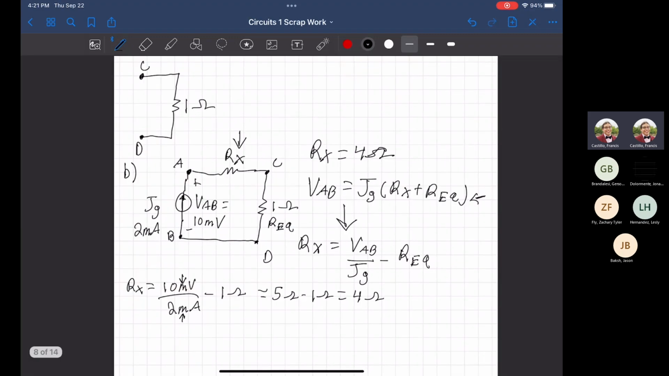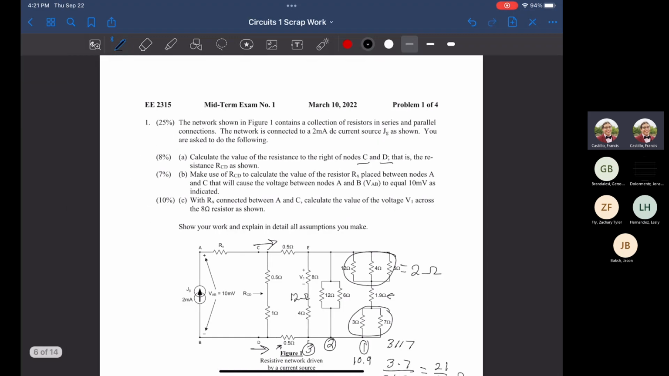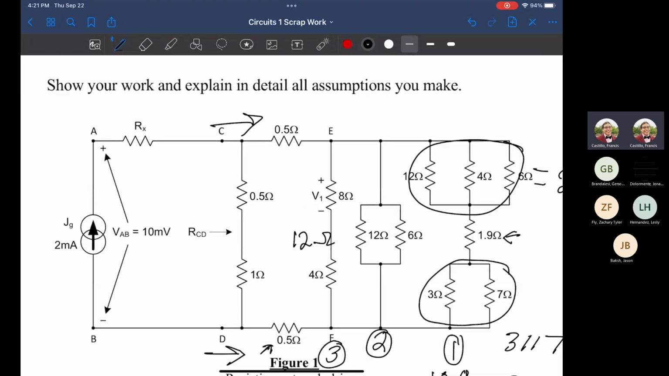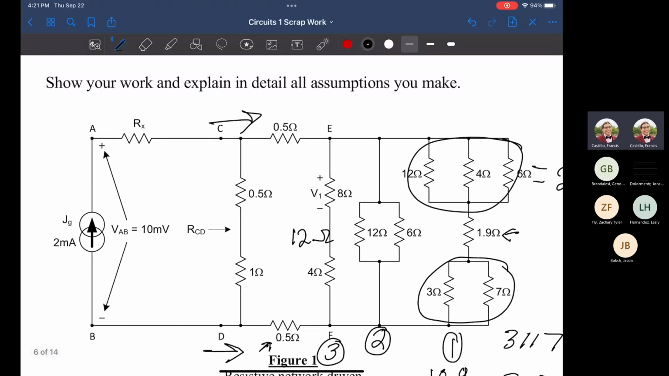And then the last question, last one for this question right here, which is: with Rx connected between A and C, calculate the voltage V1 across the 8 ohm resistor. So now we gotta start thinking, well, what tools do we know that can get us V1, which is this voltage right here? Well, we know a couple of things, okay? We can do voltage divider, we can maybe break it apart and do Ohm's law and Kirchhoff's law just to find each individual voltage across each resistor.